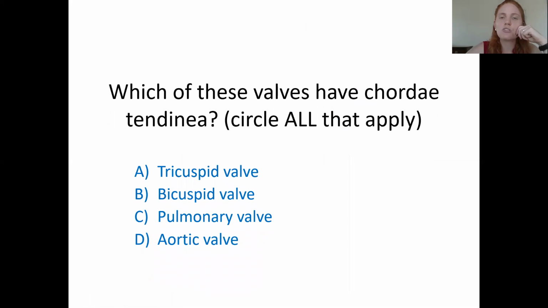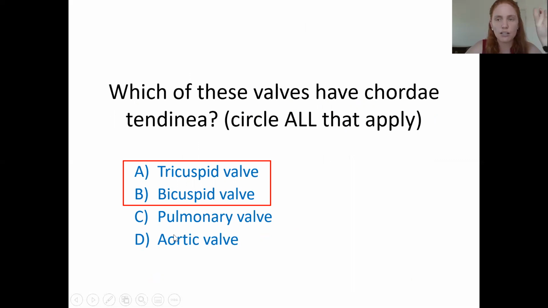Okay, so which one of those valves have those chordae tendineae? Remember, it's only the atrioventricular valves between the atria and the ventricles. So it would be just the tricuspid and the bicuspid valve. The semilunar valves have no strings attached.